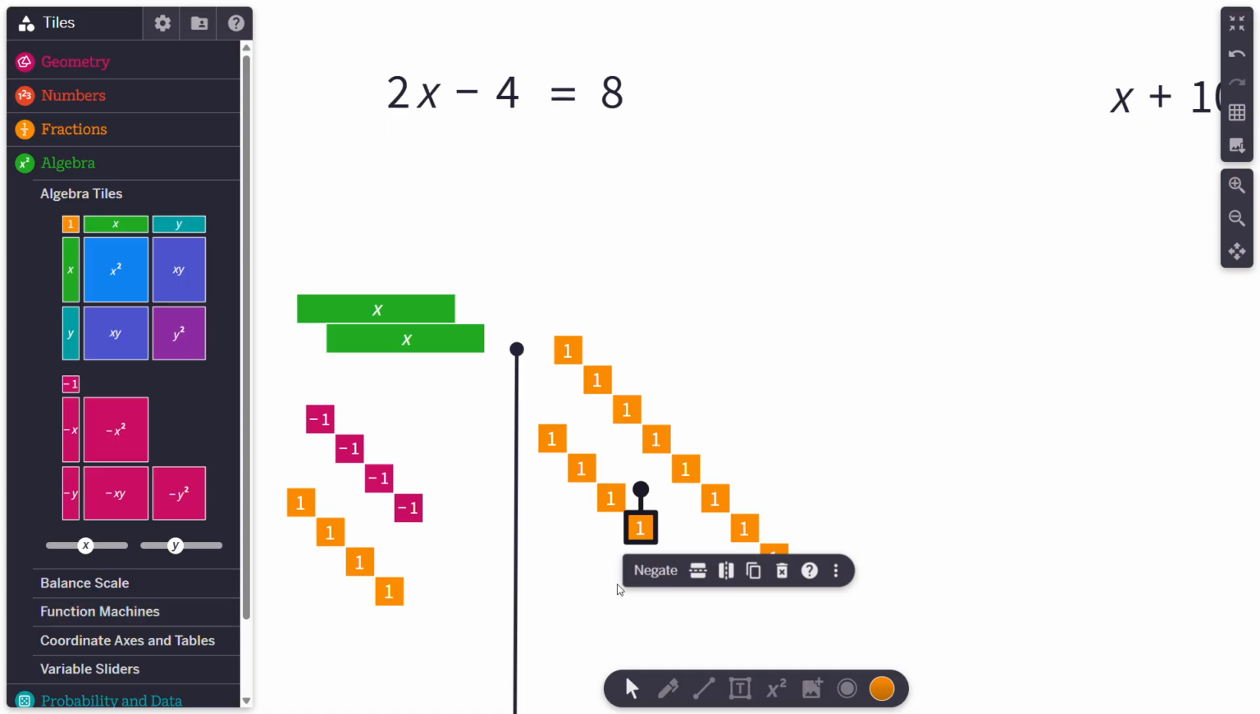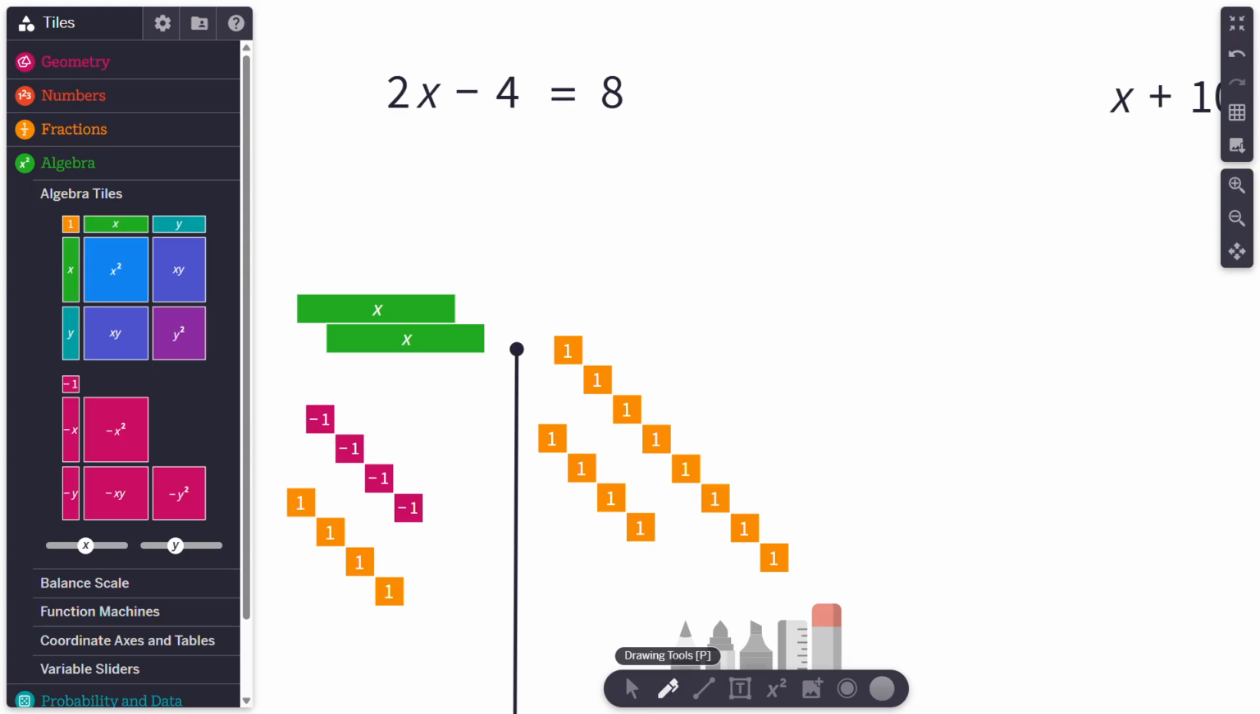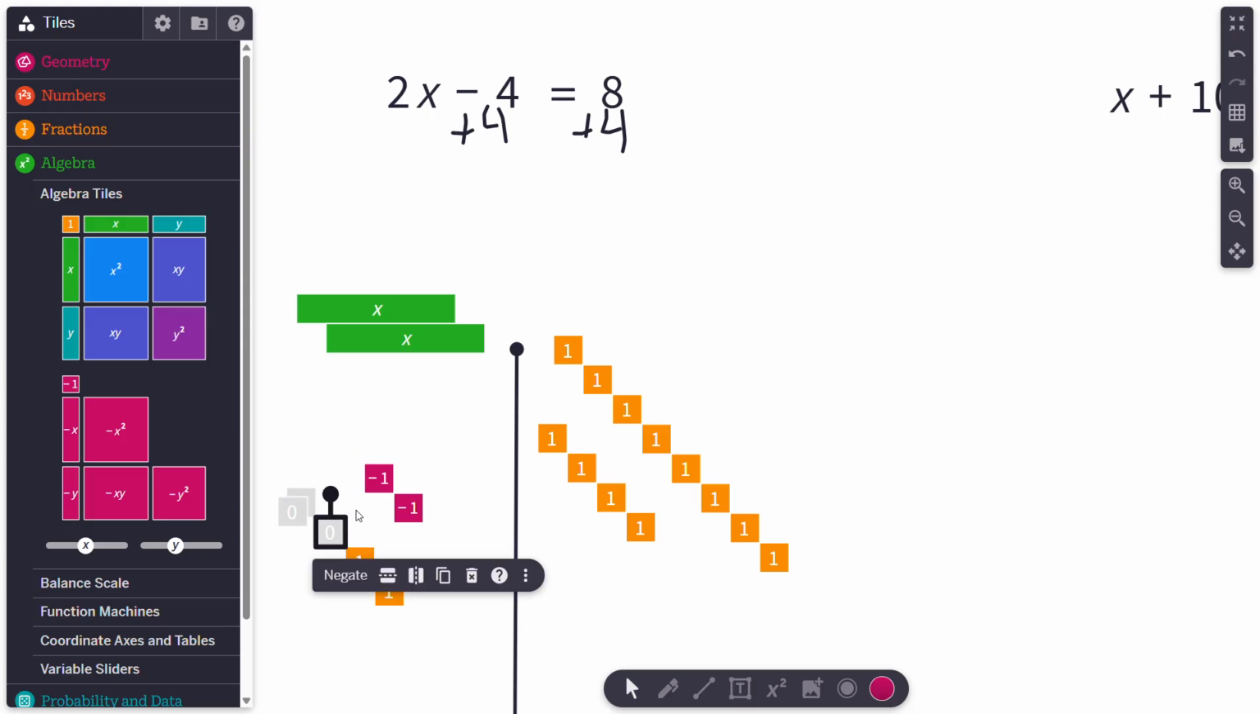All right, so now, this part, I always forget this part. So we are going to add 4, which means we are going to zero pair these guys out. And that's all we can do for now.